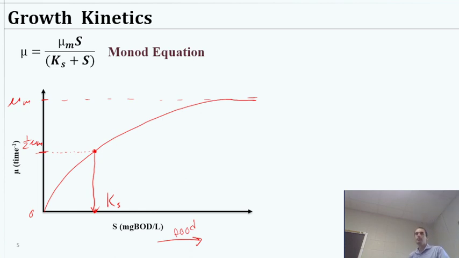Okay, does that make sense? So I just wanted to kind of explain what that Ks is. We don't actually deal with too much of this stuff in terms of deriving it typically, but that's what it is, and that's why it fits into this equation here.